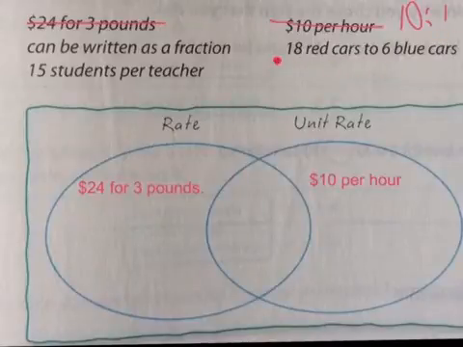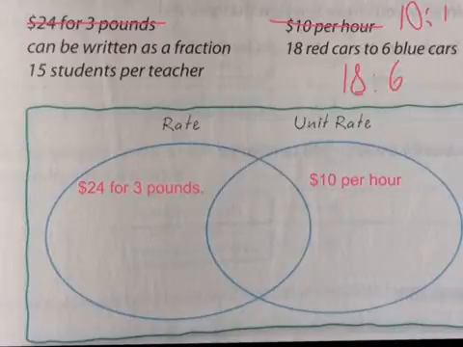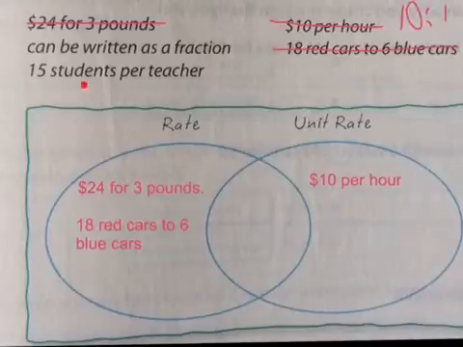Continuing on this side, we have 18 red cars to 6 blue cars. 18 to 6. If I were to simplify this, I could have 1 to 3, right? That would be my unit rate, and I could write it here, but it's not written as a unit right now, it's simply written just as a rate. So we write it here. 15 students per teacher. So every teacher has 15 students. That's a unit rate.